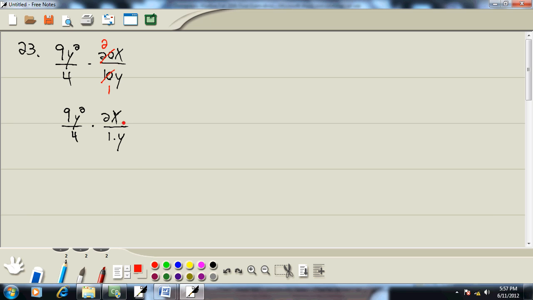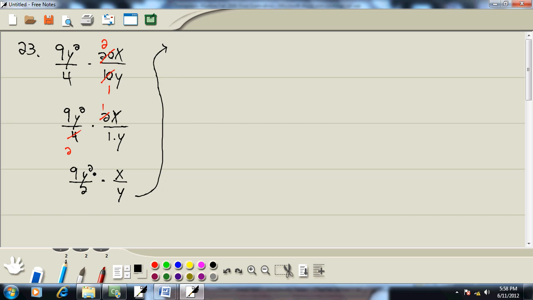Now, we also have a 2 here and a 4 here. The only guideline is one's on top, one's on the bottom. 2 and 4 both divisible by 2. 2 divided by 2 is 1. 4 divided by 2 is 2. So we got 9y squared over 2 times 1x over y. Actually, I'll drop the 1's now. And that's all we can do number-wise.